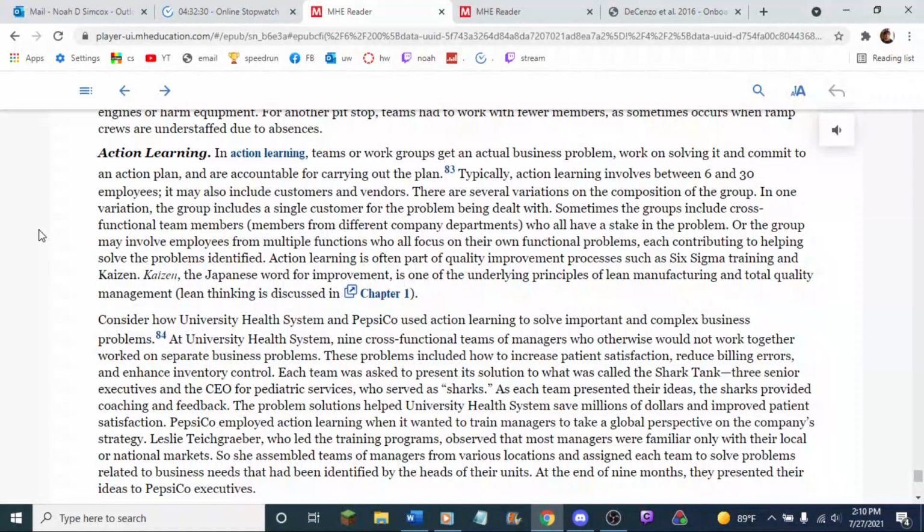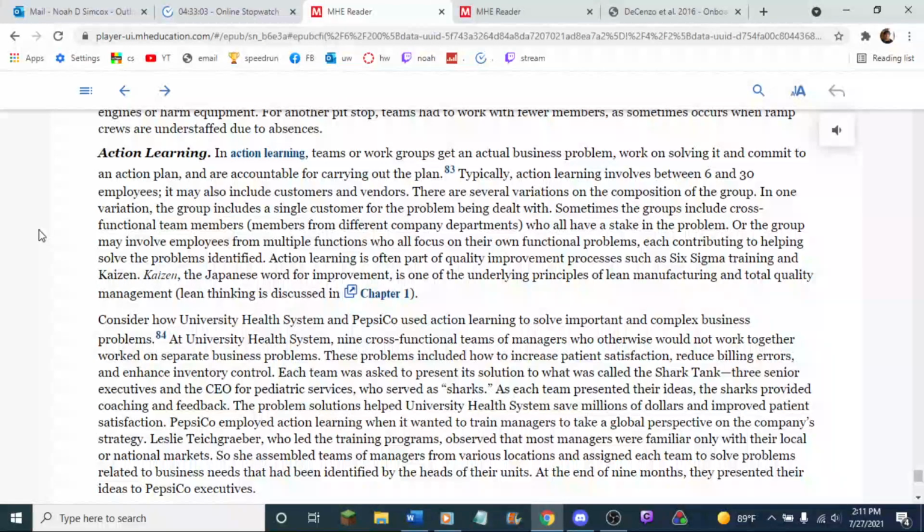Action learning. In action learning, teams or work groups get an actual business problem, work on solving it, commit to an action plan, and are accountable for carrying out the plan. Typically, action learning involves between 6 and 30 employees. It may also include customers and vendors. There are several variations on the composition of the group. In one variation, the group includes a single customer for the problem being dealt with.